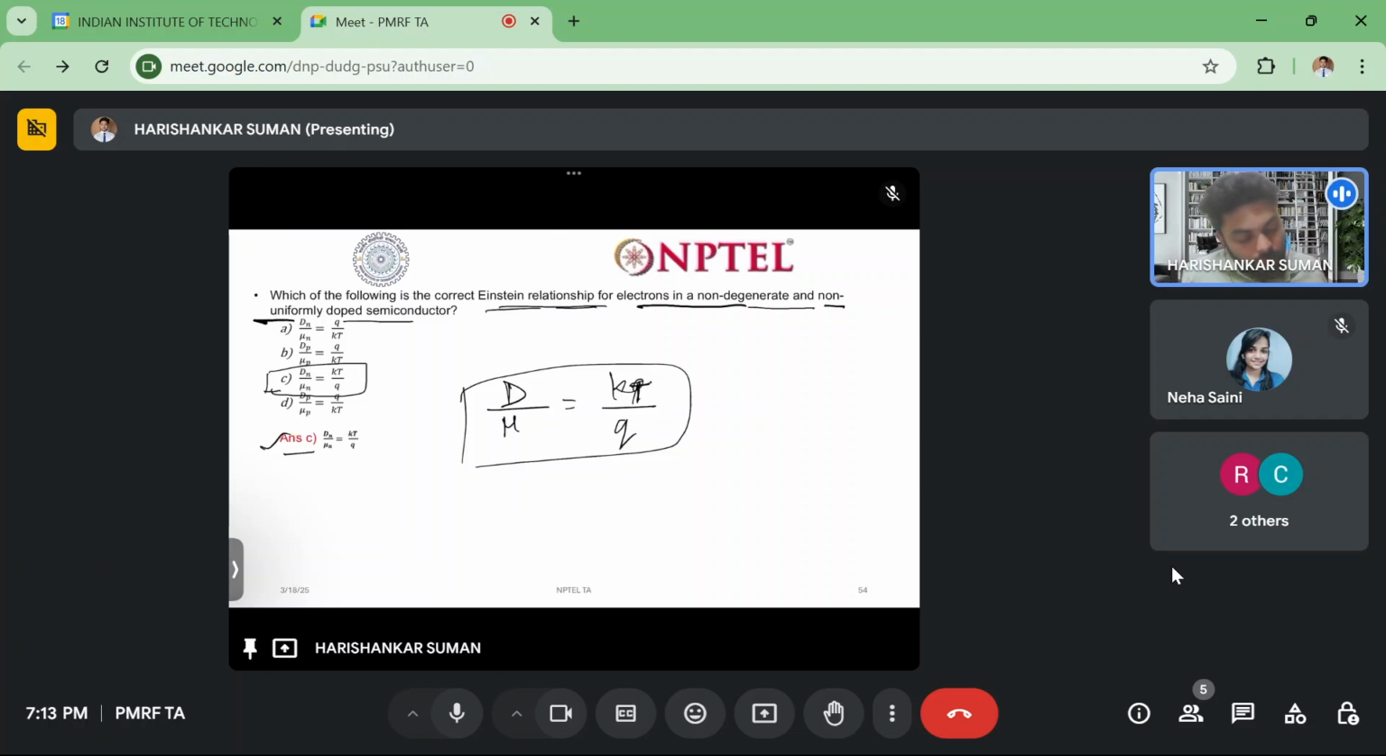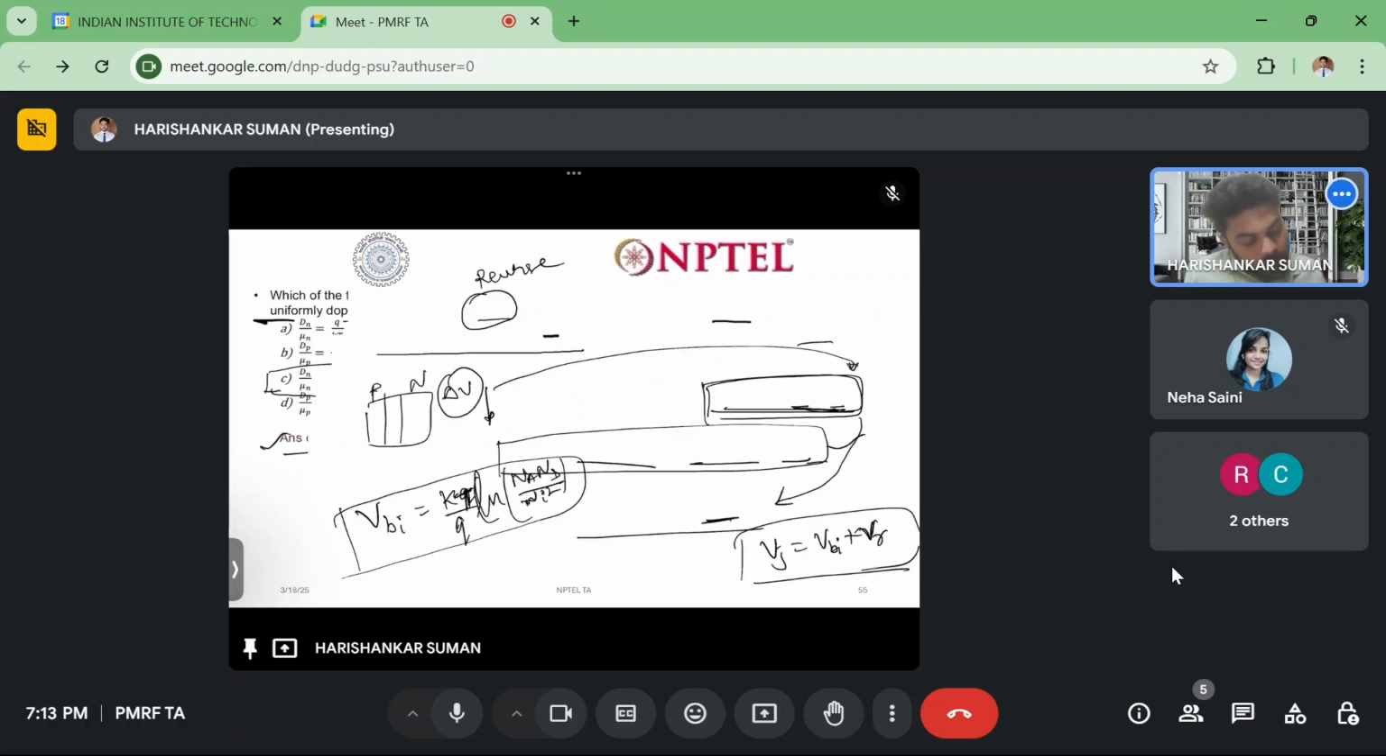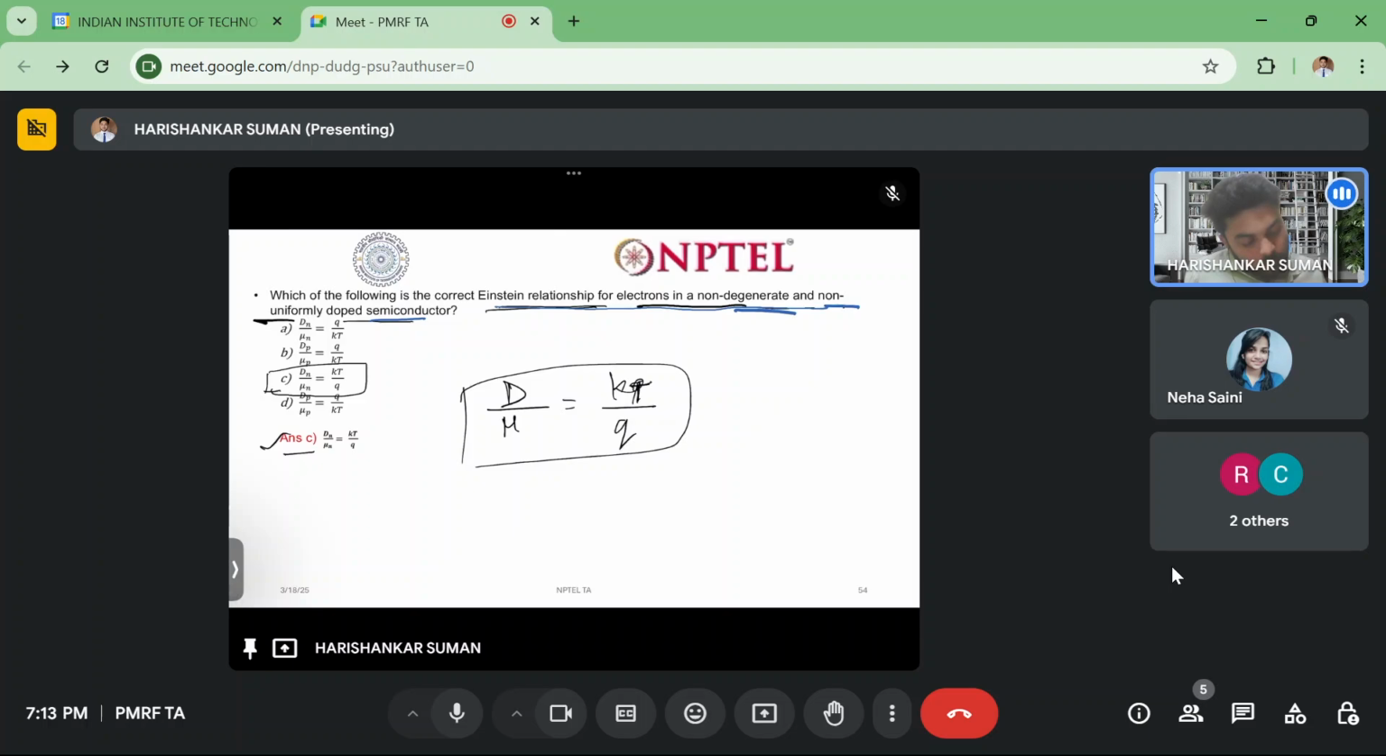So which of the following is the Einstein relation for electrons in a non-degenerate non-uniformly doped semiconductor? The relation will always be, for n-type, diffusion coefficient divided by mobility equals kT by q. So this is the Einstein relation.